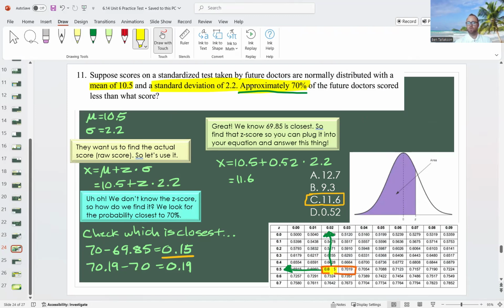And we want the z-score, so we work our way out to get 0.52, plug it in, multiply, add, answer. Does that make sense realistically? If the mean's 10.5, does it make sense that 70% of them scored 11.6? Yeah, that's just a little bit above, right? And z-score 0.52, that's just a little bit above as well.